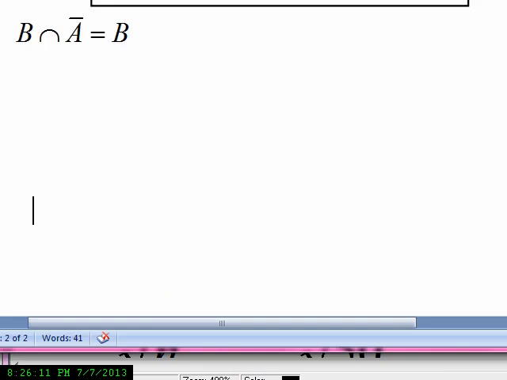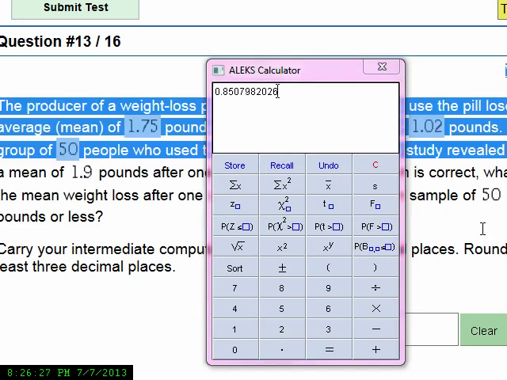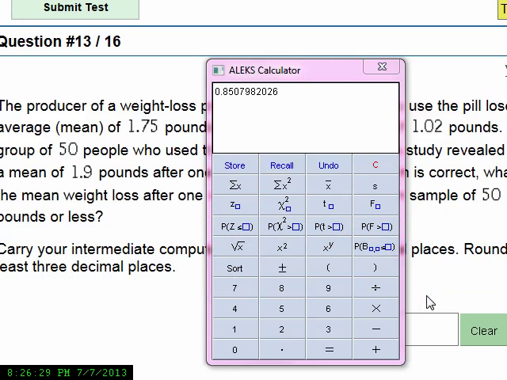All right, and so then we'll go out here and compute the probability using the ALEKS calculator. So I'm just going to find that probability. It's 1.9 pounds or less, so I'm going to do less than or equal to. And we get 0.85, and they want you to round your answer to 3 decimal places, so 0.851.